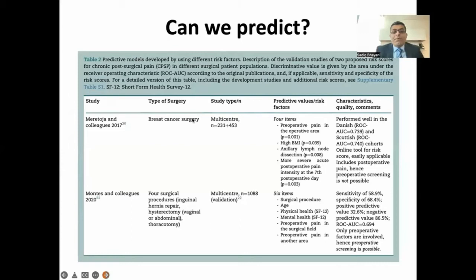Similar to that, they've developed another 2 questionnaires, which give you more details. One was developed for breast cancer surgery, and it had 4 items: pre-op pain, BMI, whether they've had an axillary lymph node dissection, and whether they've had any acute post-operative severe pain. The other was developed for other surgical procedures like inguinal hernia repair, hysterectomy, or thoracotomy, and these are the factors you plug in. This scoring system has a sensitivity of about 58% and specificity of about 68%, but it lacks good accuracy because of the number of studies involved in creating these questionnaires and the sample size.